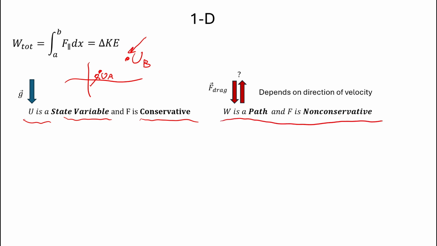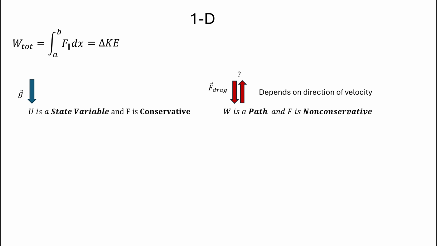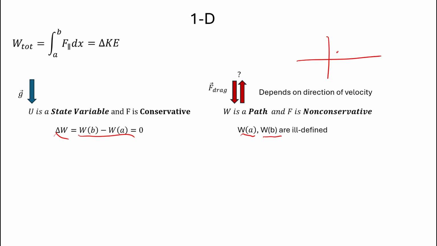Over here for drag, W is path dependent. W is a path, and F is non-conservative. So what does that mean? The work for a conservative force is just W at B minus W at A. That's basically the same thing we were saying with U before. Here, W at A and W at B are ill-defined because think about it. I start here, I end here. If I say this is W at A and this is W at B, but then I get different answers when I go different paths, clearly they're ill-defined. There is no such thing in this case.